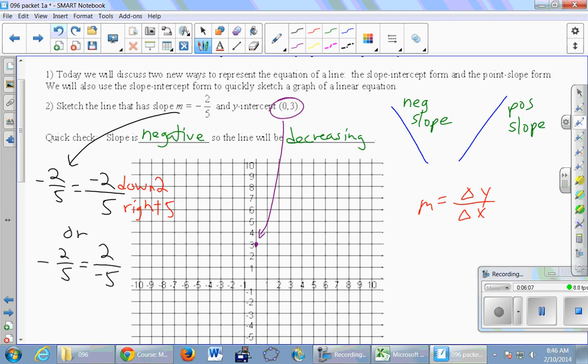We're going to go down 2 and right 5. So we go down 1, 2, and then right 5. 1, 2, 3, 4, 5. And that puts us right there. Down 2, right 5. And that's enough. You can draw the line right now by just connecting the dots. But let's go ahead and do this one more time. So go another 2 down and another 5 to the right, and you'll land on another point. 1, 2, and then 1, 2, 3, 4, 5, and we get there.